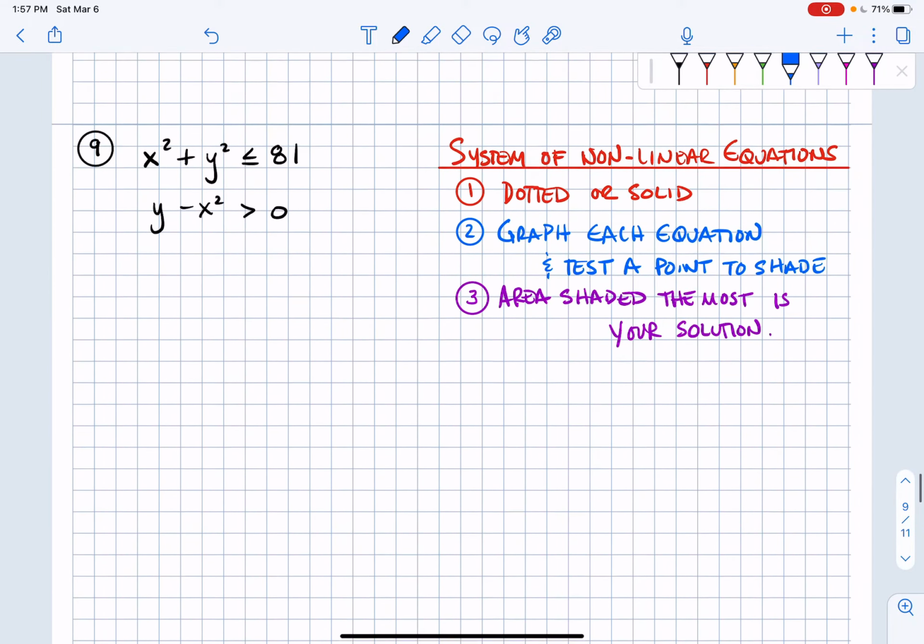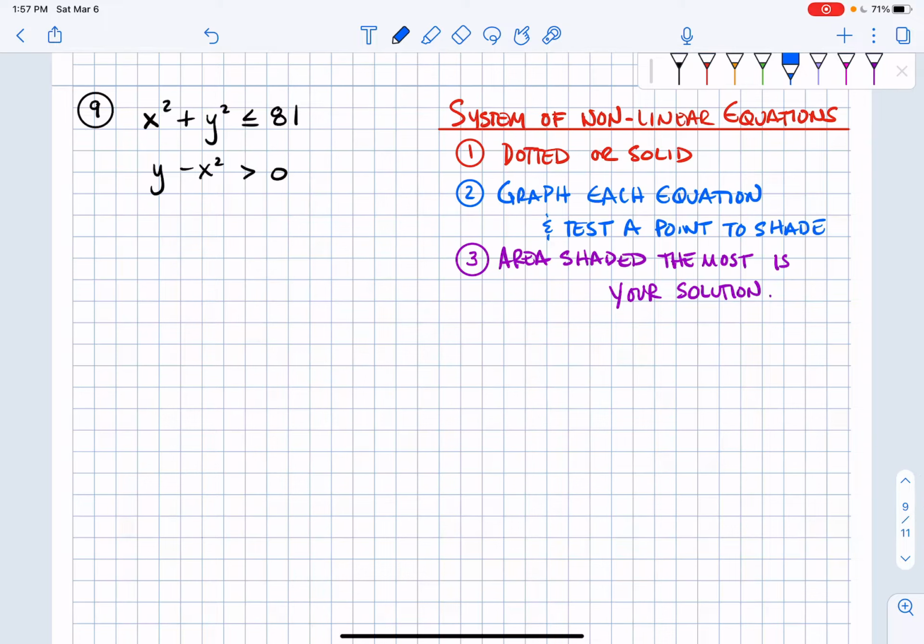So number 9, system of nonlinear equations. So I always talk to you guys about this. We always look at those two. And this tells me that this is going to be solid, and this tells me that it's going to be dotted. There we go. Okay. So that means I'm going to go ahead and graph this one here.